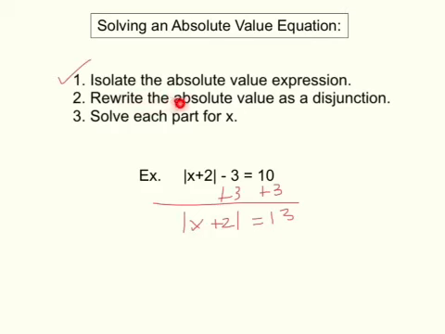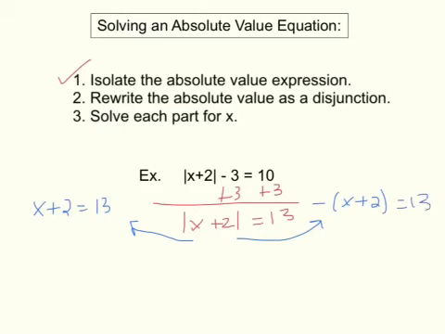Now the second step is to rewrite the absolute value as a disjunction. So that's what we just talked about in that other slide. So we can separate it: positive x plus 2 equals 13, and also the negative of x plus 2 equals 13. So that's rewriting the absolute value as a disjunction.